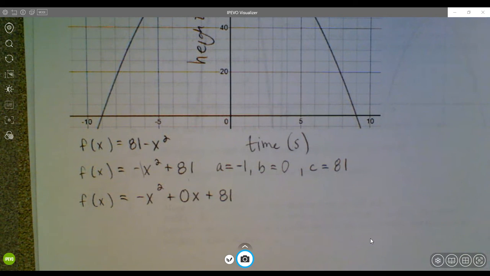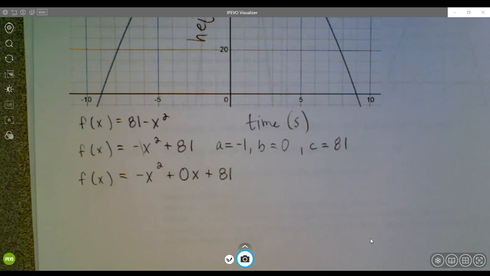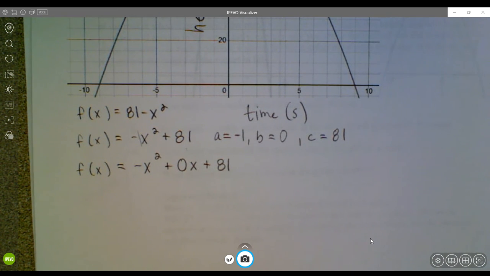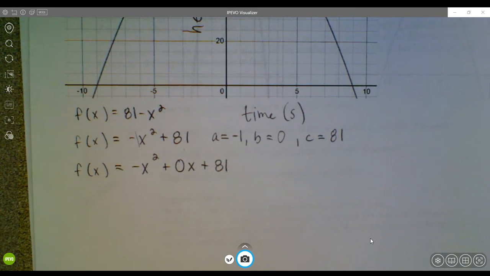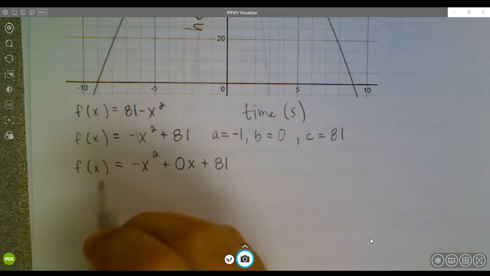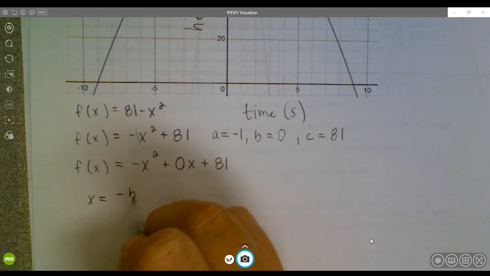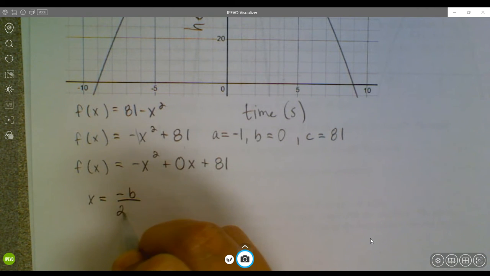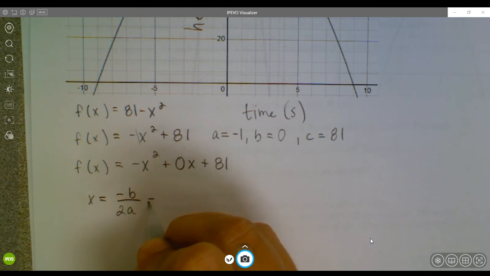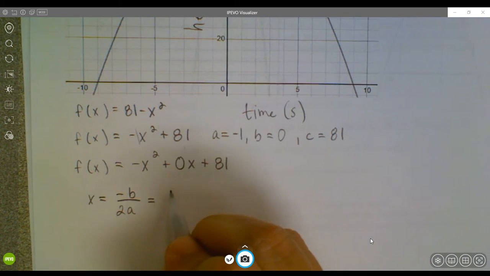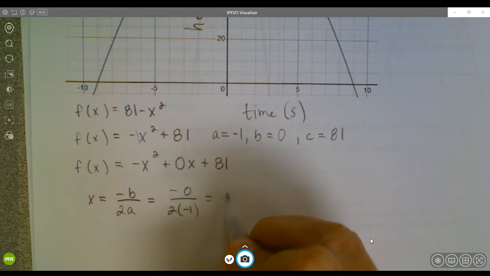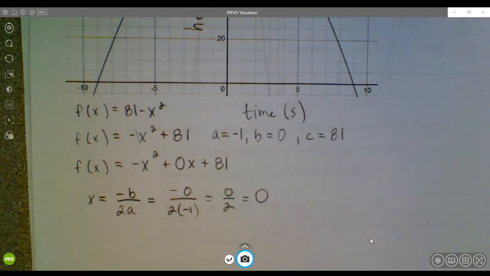Okay, so there it is. And now I'm going to find my vertex. In order to find the vertex, the first thing I need, remember, is the x-coordinate. The x-coordinate has a formula. We're going to take the negative of the b term and divide it by 2 times the a coefficient. So I want the negative of b, which is 0, divided by 2 times -1. We'll get 0 divided by 2, which is 0.